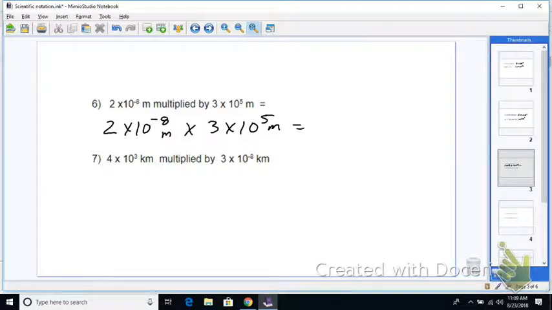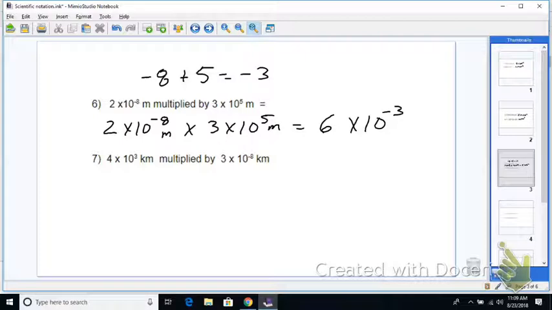So the first 2 numbers will be multiplied. So 2 times 3 is 6 times 10, and then the exponents we add. So minus 8 plus 5 is negative 3, right? So that answer would be 6 times 10 to the minus third. So exponents that you multiply, you add. And then the number that's out in front, or coefficient, you multiply.